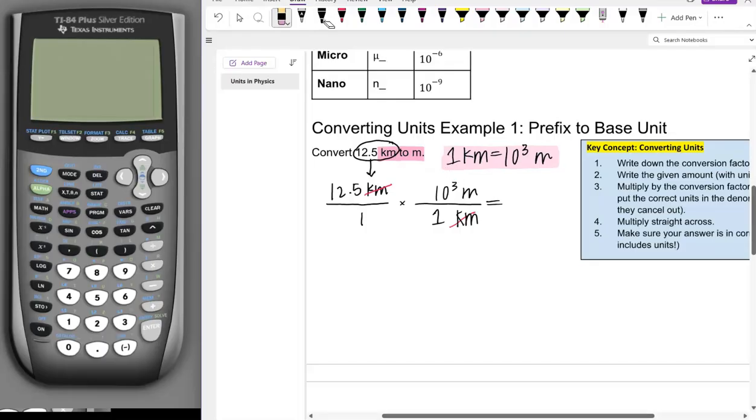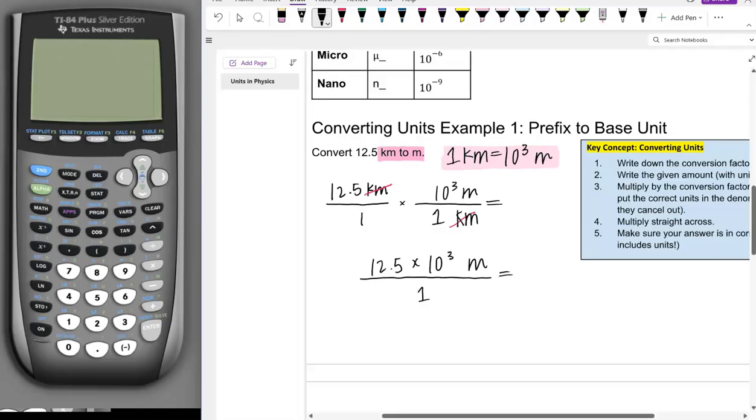All right, so with fractions, we know we can multiply straight across when we're multiplying fractions. We can cancel out any common factors, so that's why we can cancel out the kilometers, because it's a common factor between the numerator and the denominator. And when we multiply this straight across, we get 12.5 times 10 to the third meters. On the bottom, we have 1 times 1. The units are gone, so we just have 1 on the bottom.